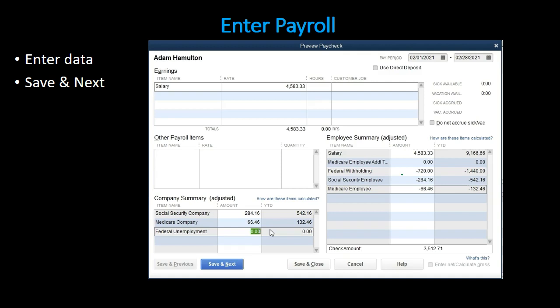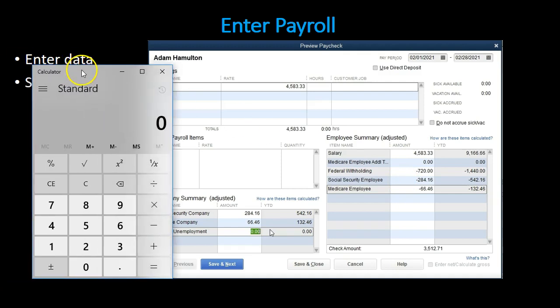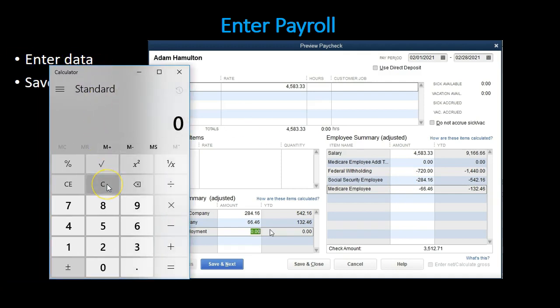And then we have the Social Security and Medicare, and these are actually more simplified processes. They are typically flat taxes. Now the rates could change over time. Law is always subject to change, but they're more of a flat tax, which is nice and easy, where we just take the 4583.33 times.